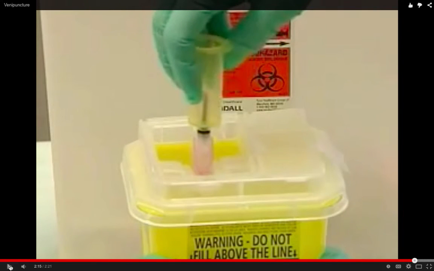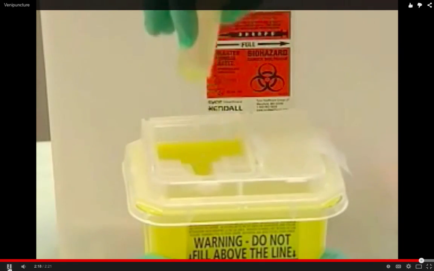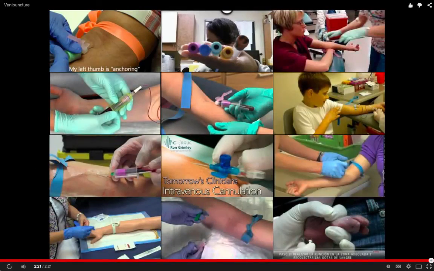Okay, we don't have these types of containers anymore, and OSHA now requires us to throw the whole thing away, the needle and the hub the needle is put into. So you guys will be used to throwing the whole thing away. I just want to let you know that this was made before OSHA had those requirements. You can see she's screwing the needle off. We don't do that anymore. We do not reuse those hubs.